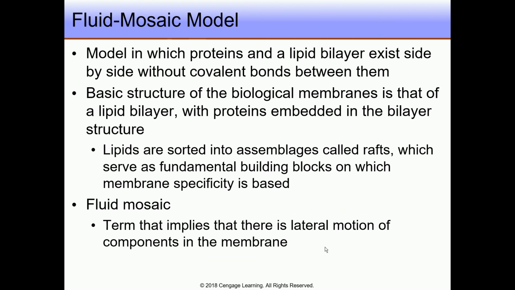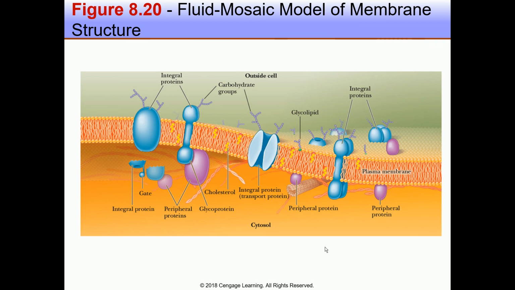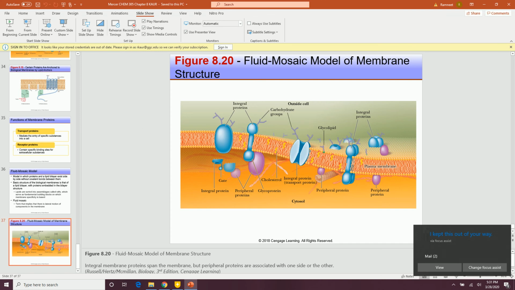So I have already discussed what the fluid mosaic model is. We have already discussed the fluid mosaic model. This is the structure of the plasma membrane. So that's all in this lecture. I hope everything is clear. If something is not clear, you can let me know.